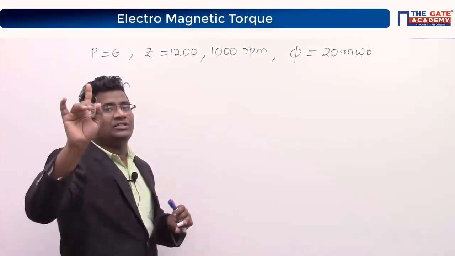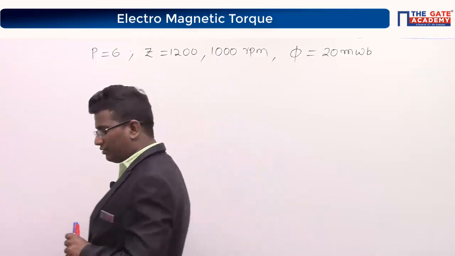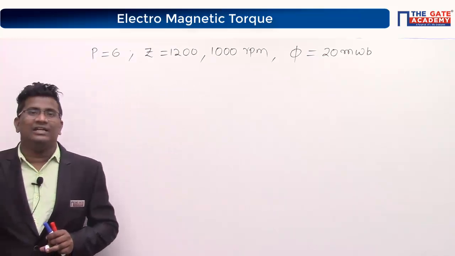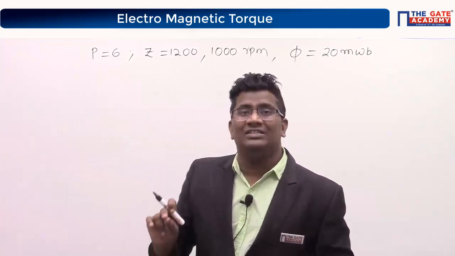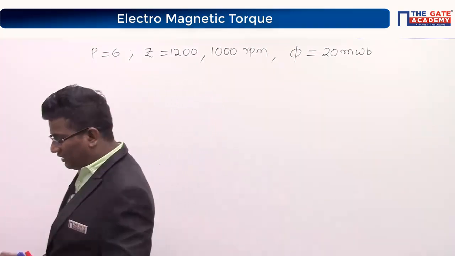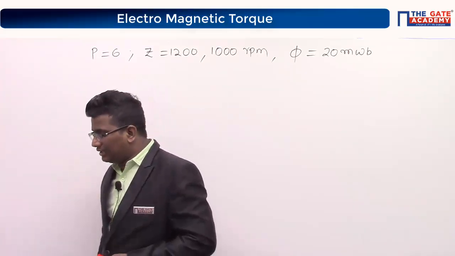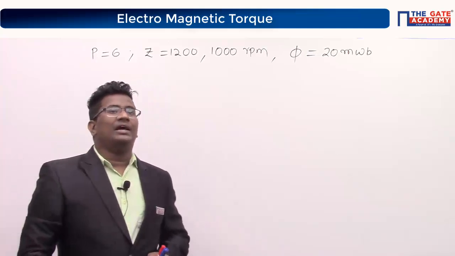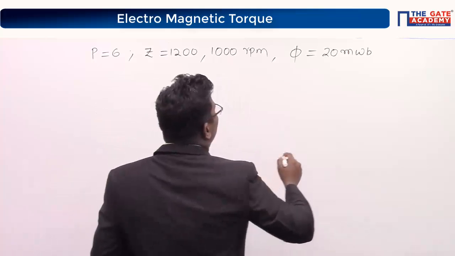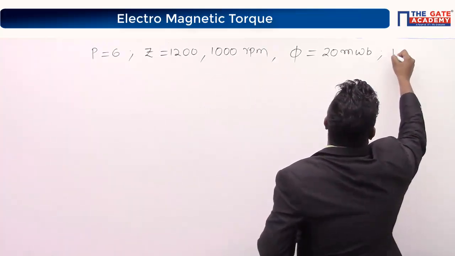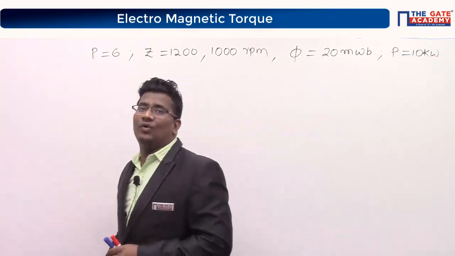Determine, first one, the magnitude of induced EMF. Second one is the generated current with a load of 10 kilowatt.